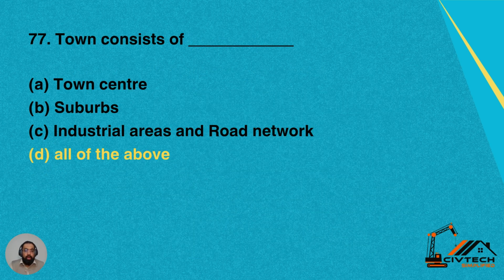Question 77. Town consists of dash. Number A, town centers. B, suburbs. Number C, industrial areas and road networks. D, all of the above. So town consists of the town centers, markets, industries, suburbs, as well as road network. Therefore, option D is correct for this question, which is all of the above.